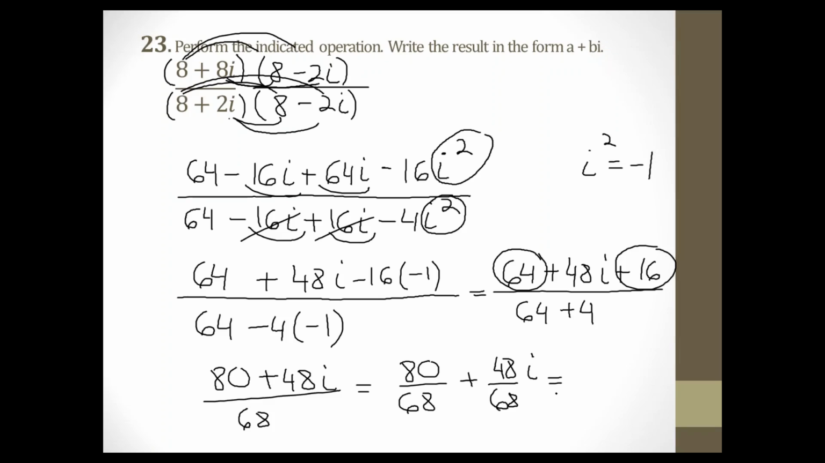80 and 68 are both divisible by 4, so reducing them we will get 20 over 17, and then also 48 and 68 are divisible by 4, and we are left with 12 over 17i.